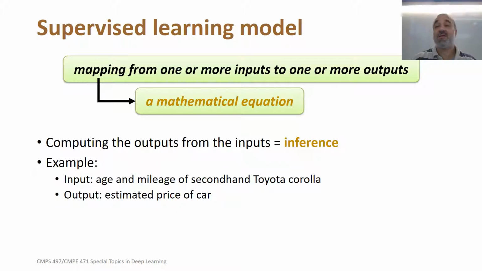We call this inference. For example, last time we talked about predicting the estimated cost of a house. Today we'll talk about an example of estimating the price of a car, given two input values: the age of the car and the mileage of the car. If I have a model that represents the mapping between the input and the output, I can give it a specific value of the age and of the mileage, and from that equation we can get a value for the estimated price of the car. We call this again inference.